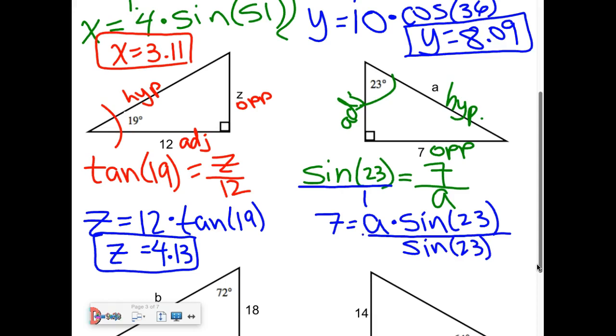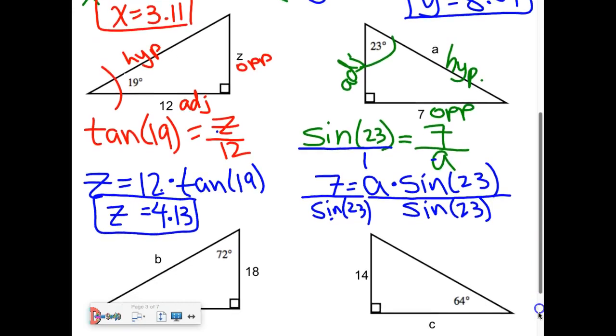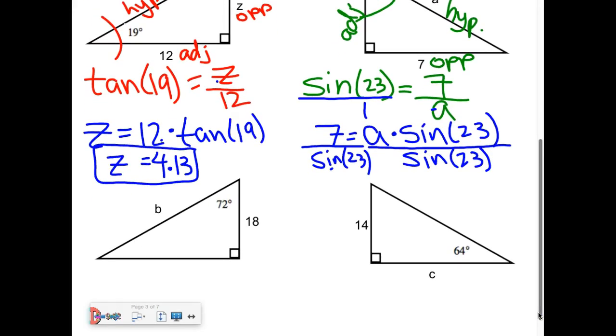So that's the difference here between our first three and these next three. The first three, the a or the z or whatever was on top, so that means you multiply to solve. This one, the a is on bottom, so we're going to divide to solve. So again, you're just going to grab your calculator and take 7 divided by sine 23. I've run out of room, so I'm going to say a equals, and we are going to get 17.92.